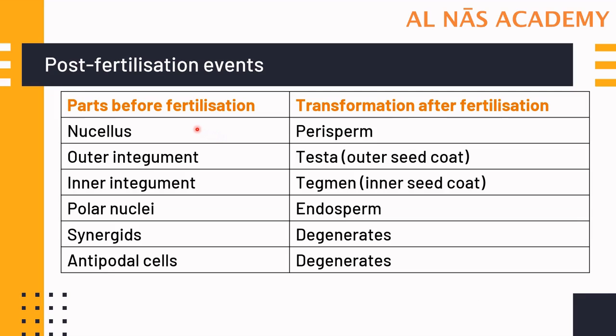We know that around the embryo sac there were nucellus cells which get completely used up during the formation of fruit. But if they remain, they are termed persistent nucellus, and such seeds are termed perispermic seeds. Example is beetroot and pepper. The outer integument forms testa, the outer seed coat. The inner integument forms tegmen, the inner seed coat. The polar nucleus forms the endosperm. One synergid degenerates during double fertilization, and the other synergid also degenerates. The antipodal cells present at the chalazal end also degenerate.